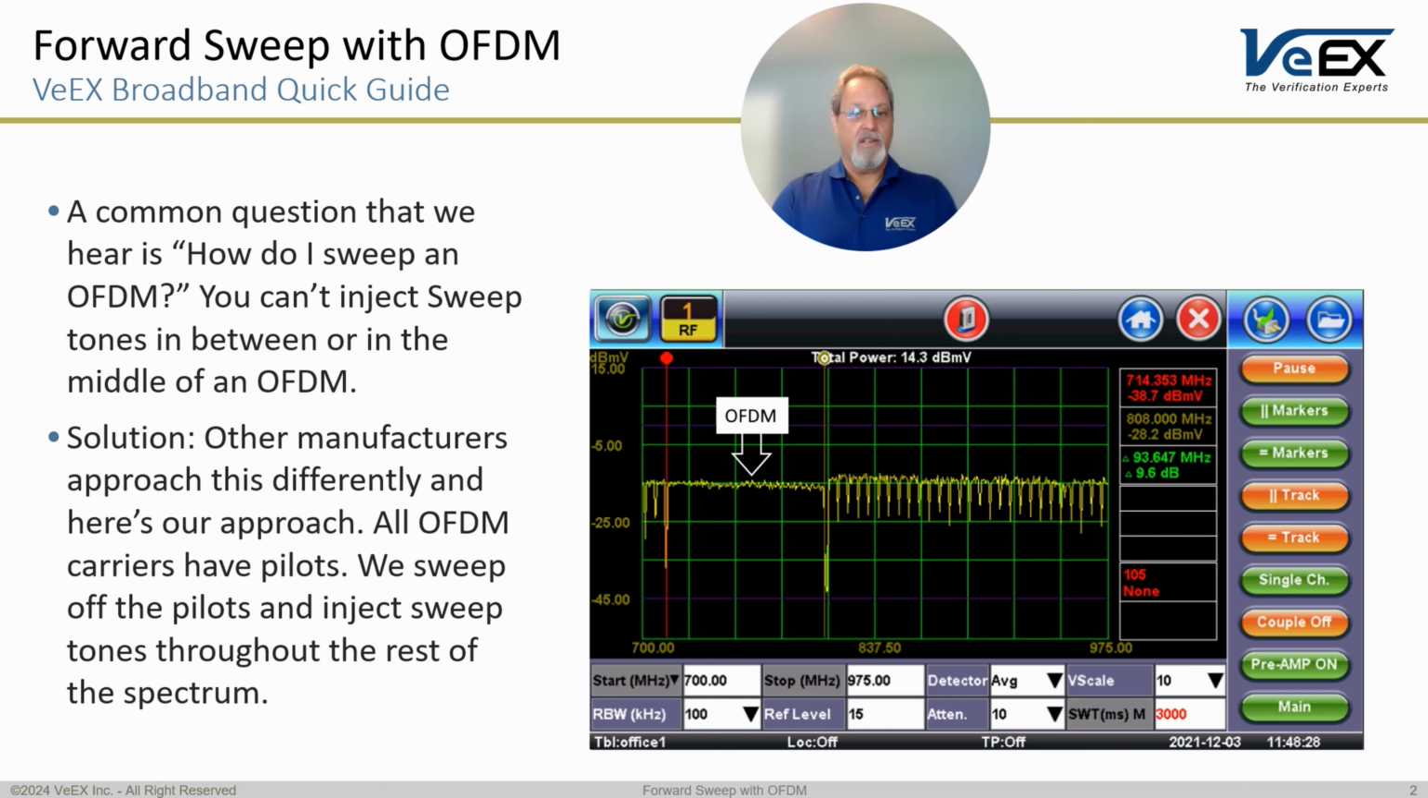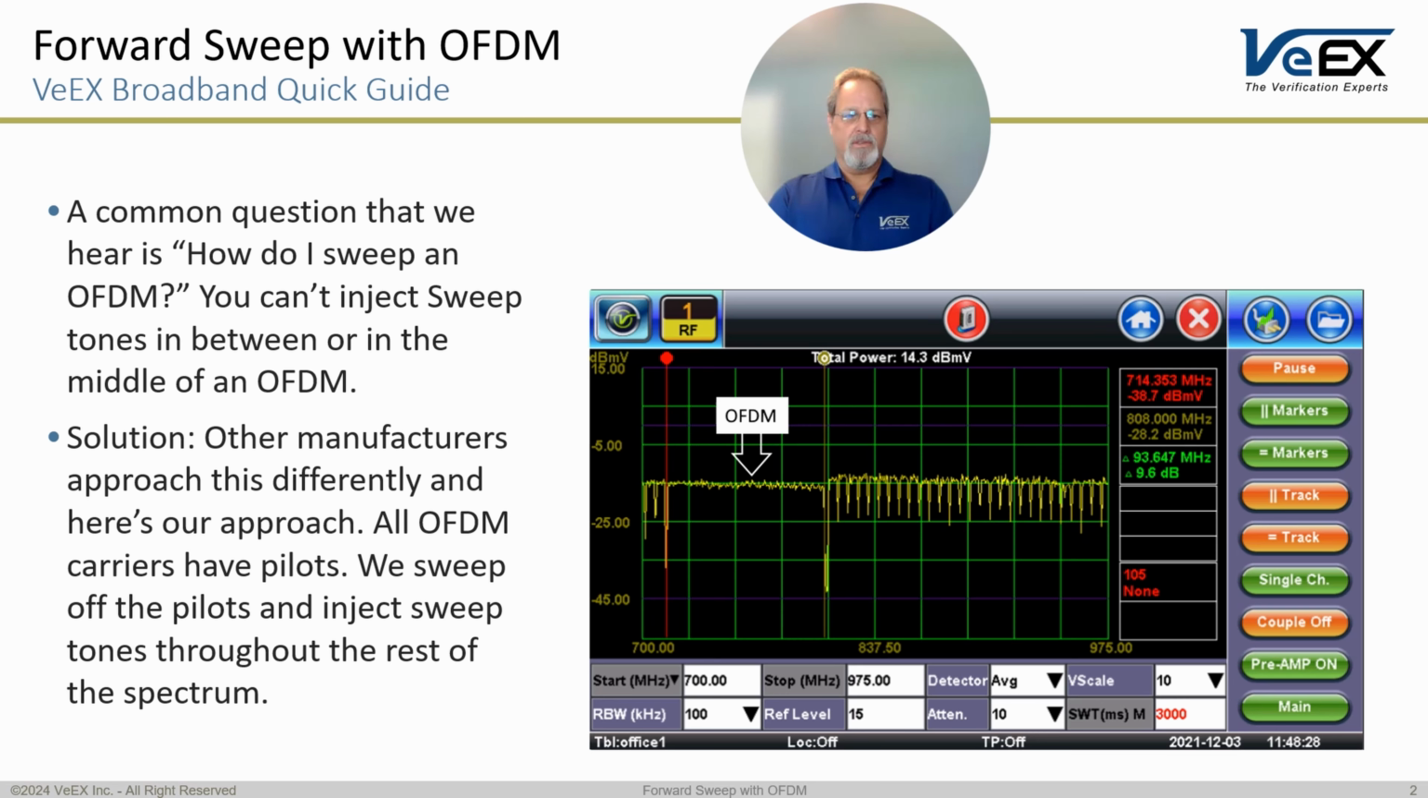It is not advised to inject sweep tones within the bandwidth of an OFDM, as this would cause unwanted code words, which is not a good thing. So what can be done? Other manufacturers approach this differently, and here's our approach. All OFDM carriers have pilots or continuous pilots. We sweep off of these pilots and then set sweep tones throughout the rest of the spectrum.